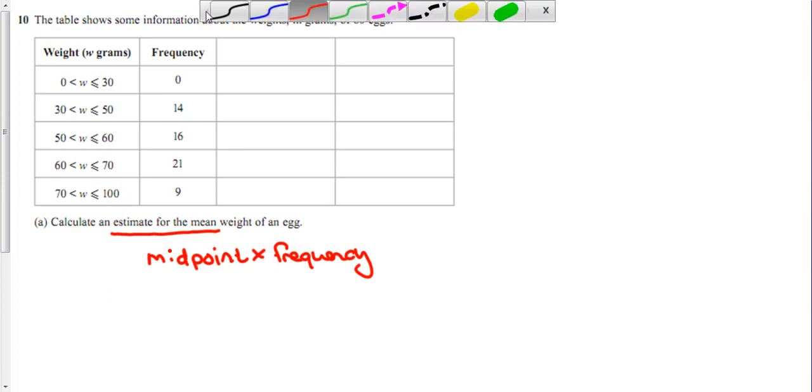Now the reason we do that is we don't know the exact values, but we know there are no eggs that are between 0 and 30, and up to and including 30. There are 14 eggs that have a weight just above 30 up to 50. Now we don't know the weights of those 14 eggs, but if we assume that they're evenly distributed and therefore have a mean of the midpoint of that group, we can then work out the total weight of the eggs and divide it by 60.